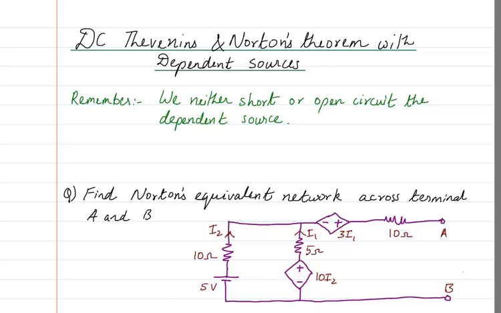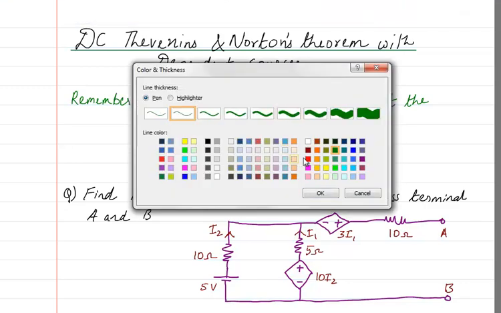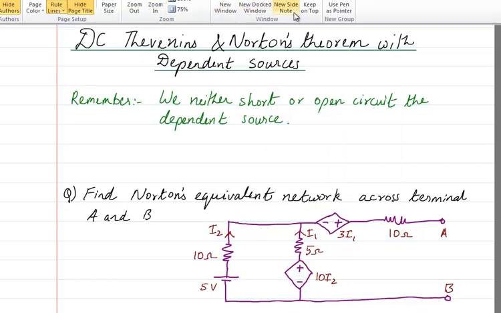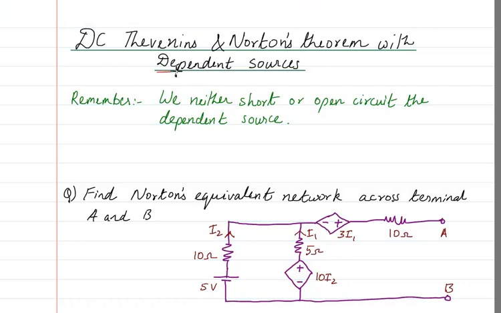Hello students. Next we will look into the DC Thevenin's and Norton's theorem with dependent sources. Okay. So up till now we had never seen the case of dependent sources. We had only seen the case of independent sources. Now we are coming to the situation where we have to look into the dependent sources also. So what is important here is this fact that it is for the case of dependent sources.